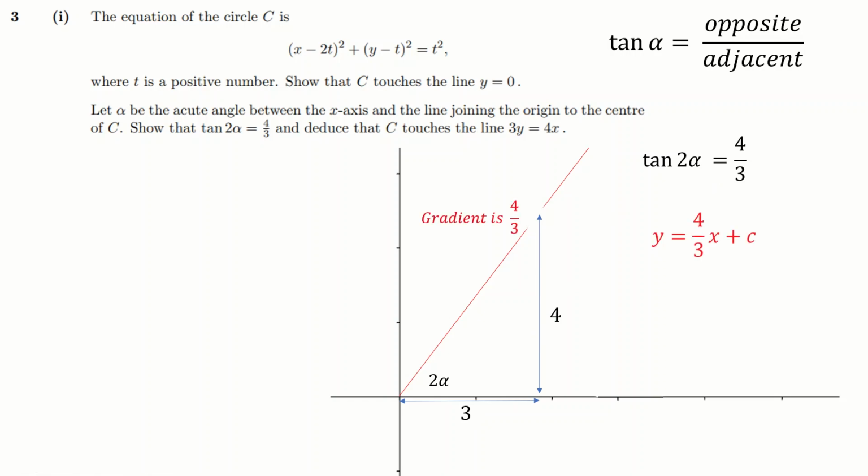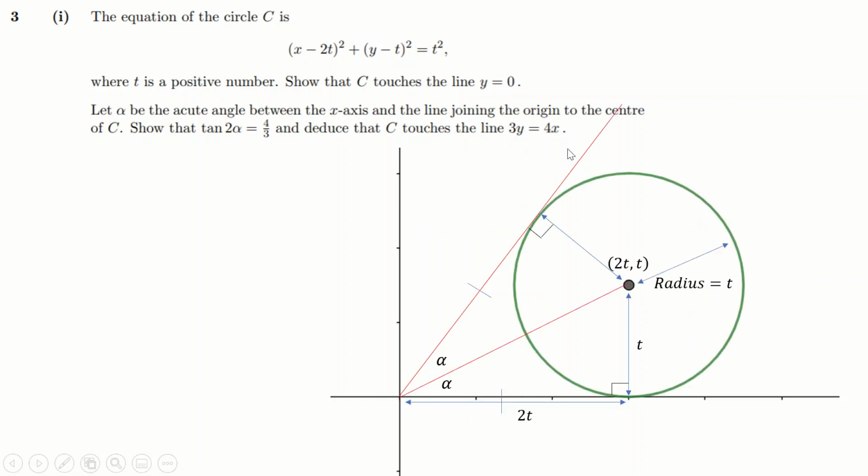Which means the equation of the line is 4/3 x plus c, but c is clearly 0, which means the equation of the line is y = 4/3 x. Times both sides by 3, and we get that the circle touches the line 3y = 4x, which is this line here. Okay, part 1 done.